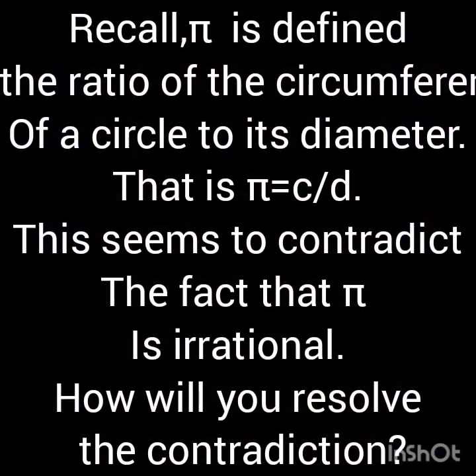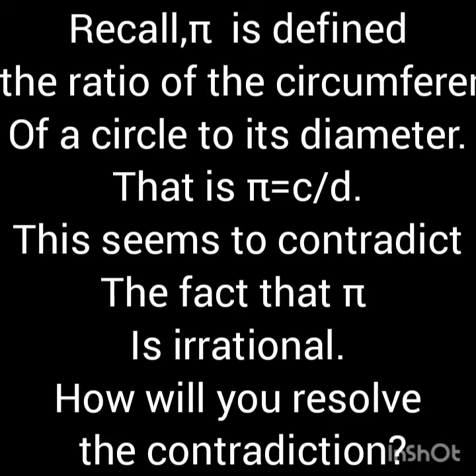Chapter 1, exercise 1.5. It's question number 3. I'm reading the question here. Recall pi is defined as the ratio of the circumference, say C, of a circle to its diameter, say D. That is pi equal to C by D. This seems to contradict the fact that pi is irrational. How will you resolve this contradiction?